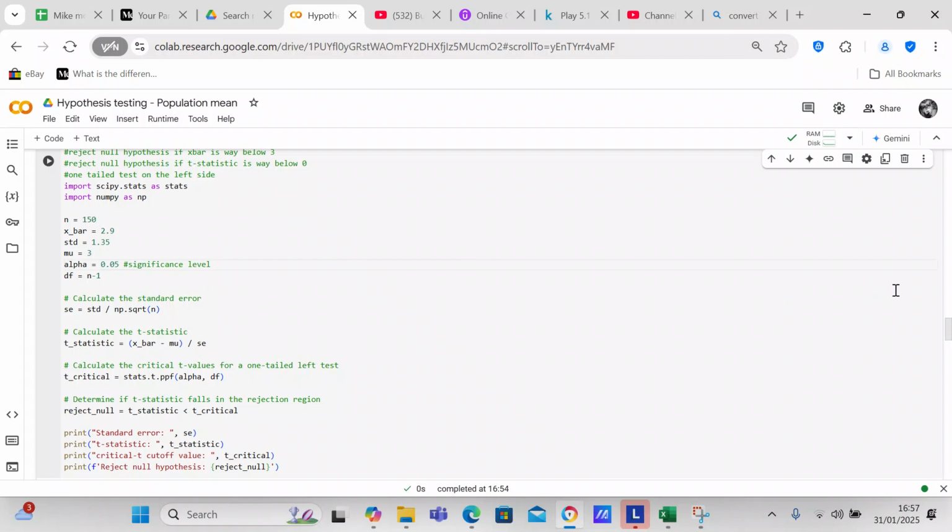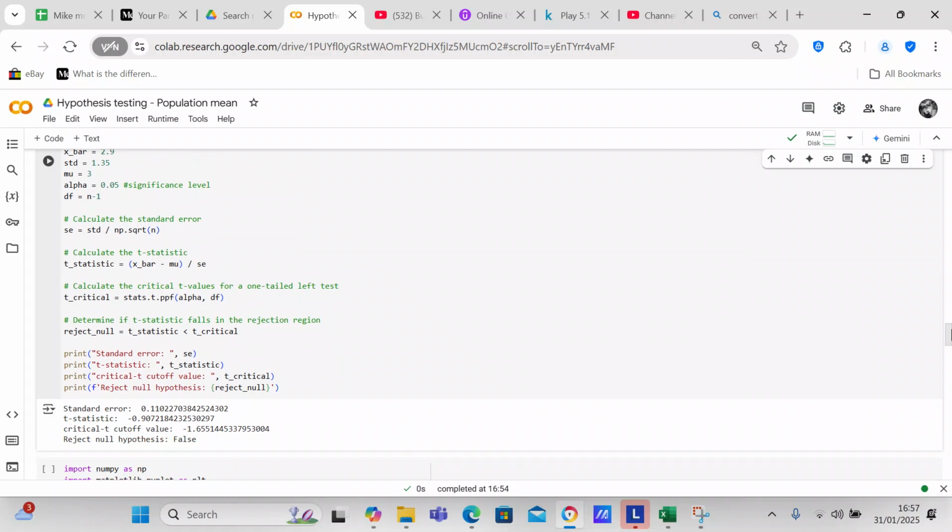Degree of freedom is 149 because it's 150 minus 1. You're going to calculate your standard error. Standard error is standard deviation divided by the square root of n. Standard error is 0.11. Then you're going to calculate your t-statistic. Your t-statistic is x bar minus mu divided by standard error. So your t-statistic is going to be negative 0.907.